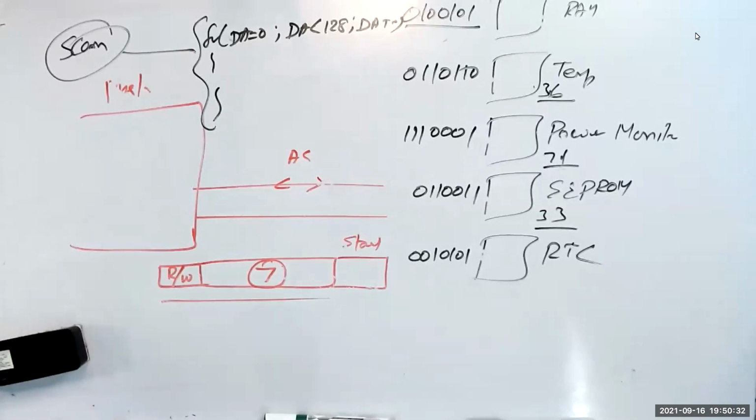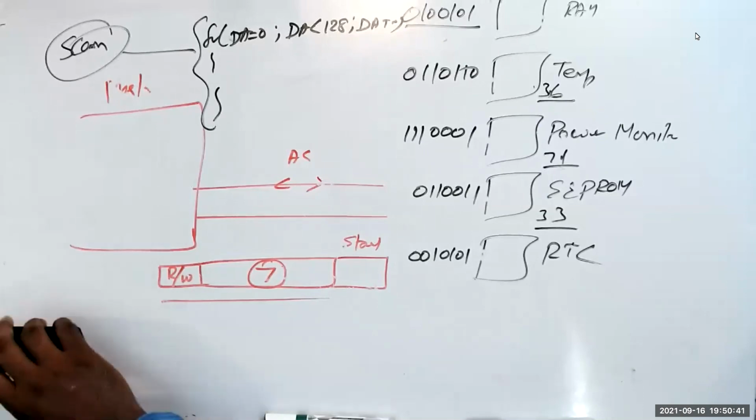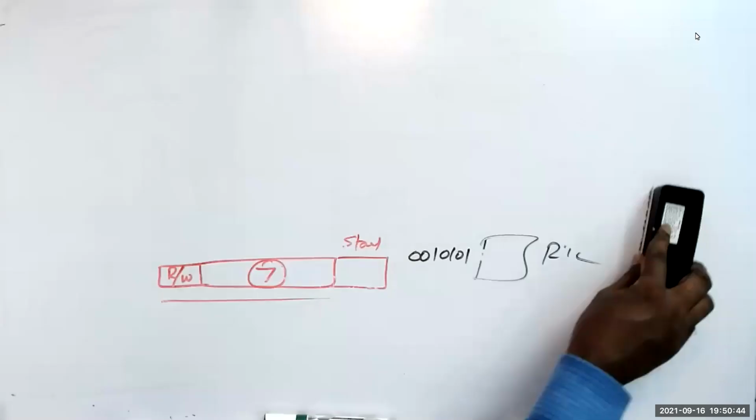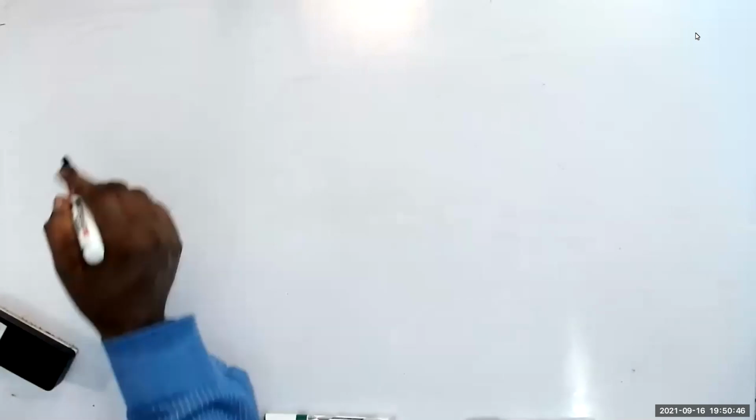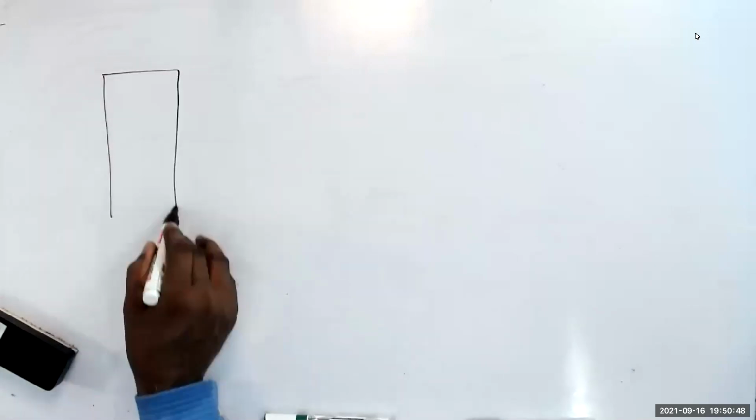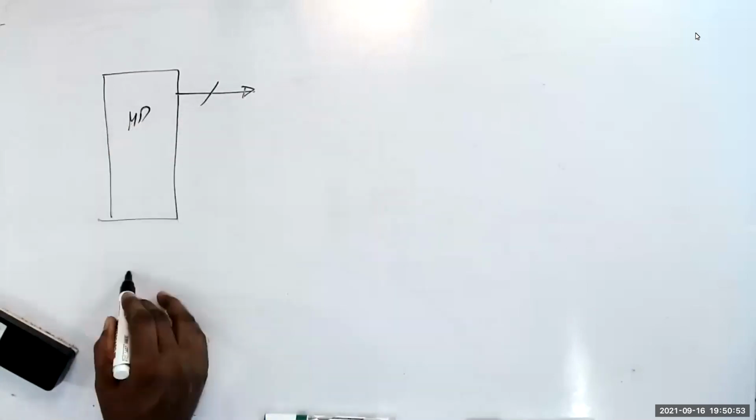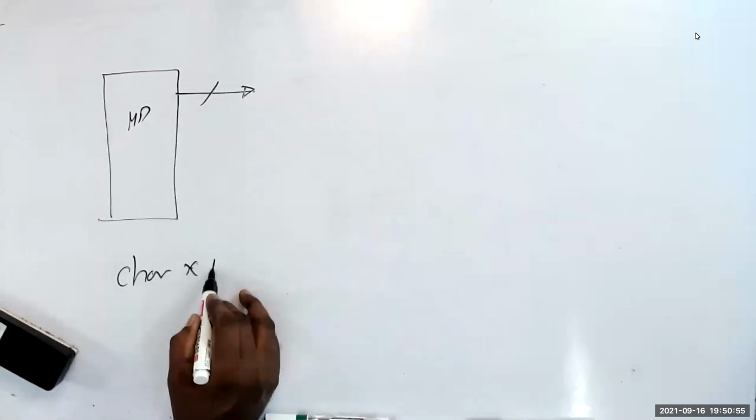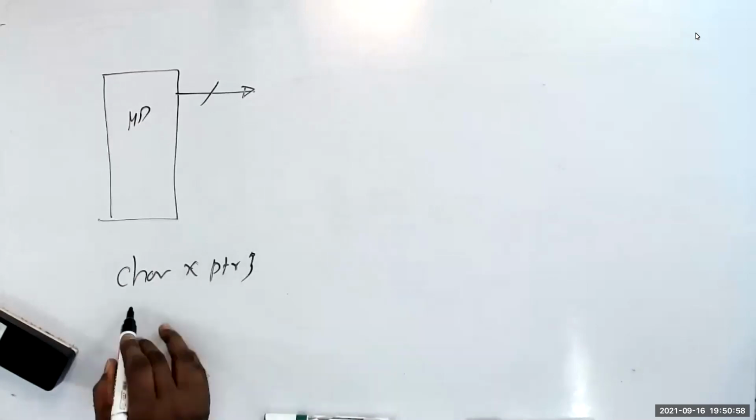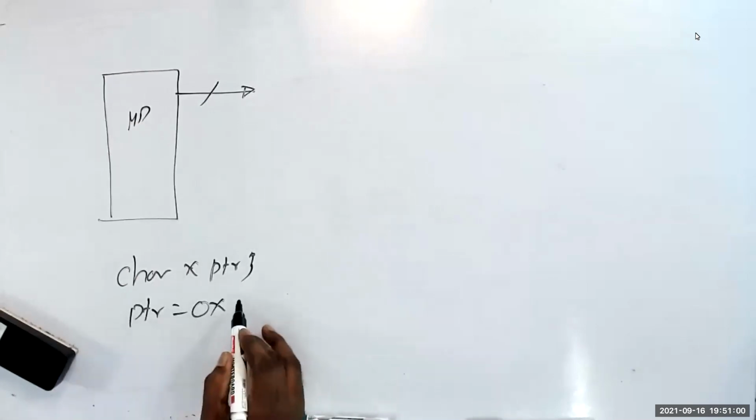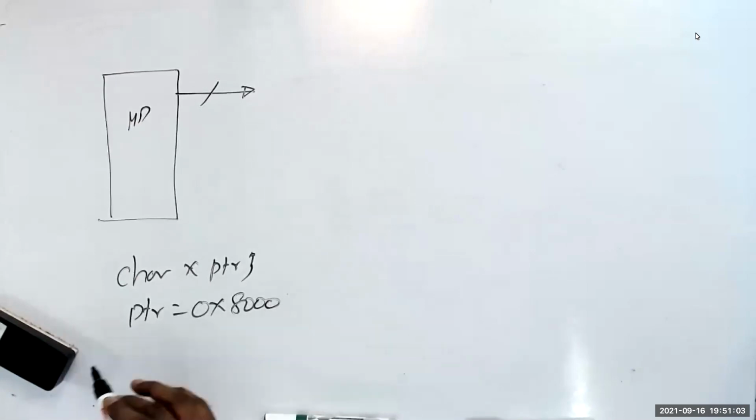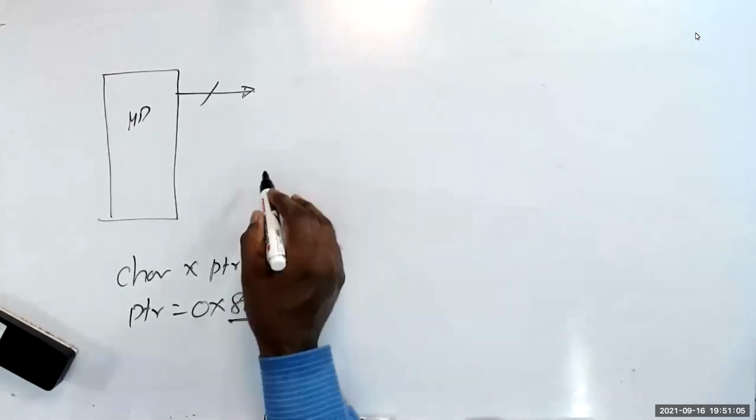So what I'm effectively saying is this. We are confusing ourselves too much here. The trick was, that's why I always compare. When I give an address here in a microprocessor, you put char star PTR, PTR is equal to 0x8000. That means the 8000 is 1000.